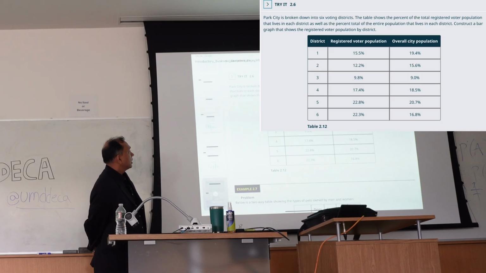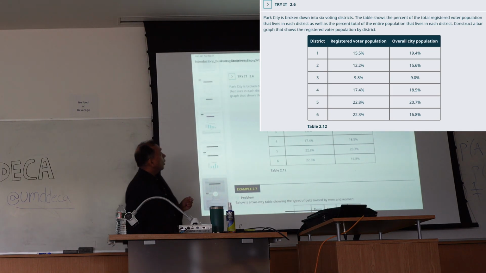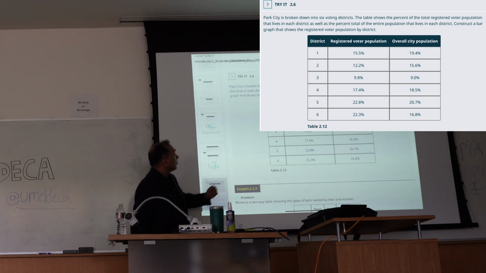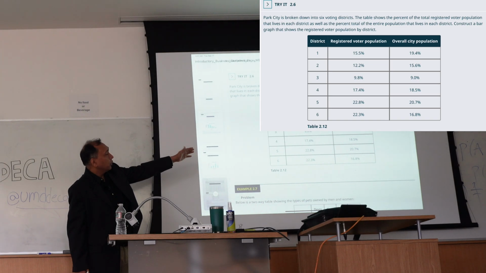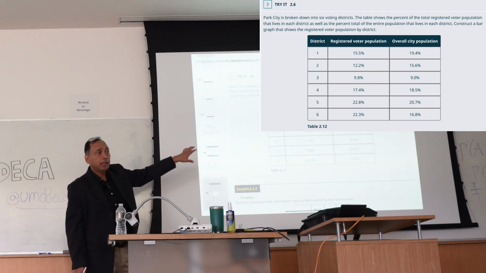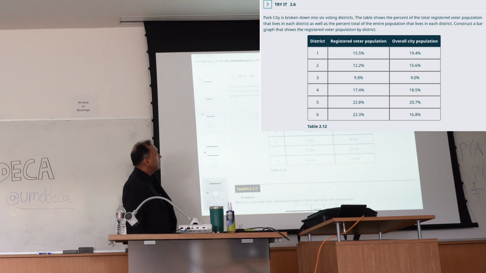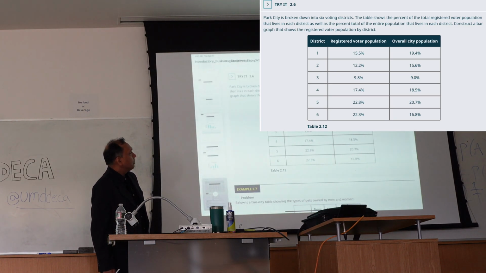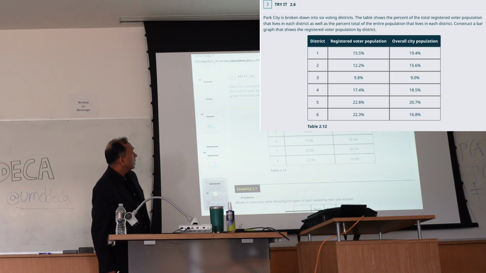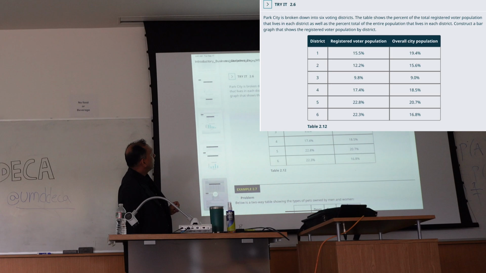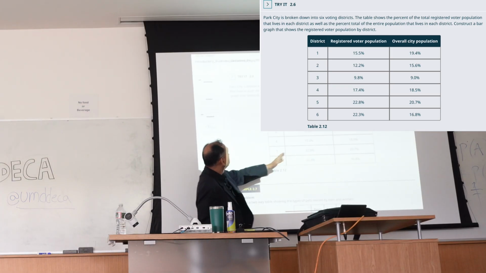Now suppose you have this qualitative data where Park City is broken down into 6 voting districts, district 1, 2, 3 and 6. So they have already given you a tabular summary. The data that they collected is summarized in a table with 3 columns. The table shows the percent of total registered voters population that lives in each district. Construct a bar graph, so create a bar chart basically for the second column.